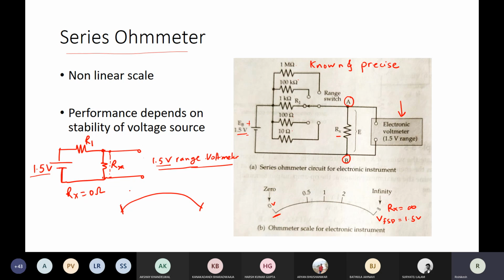Right. And then when I connect this Rx equal to R1, what will be the output voltage?